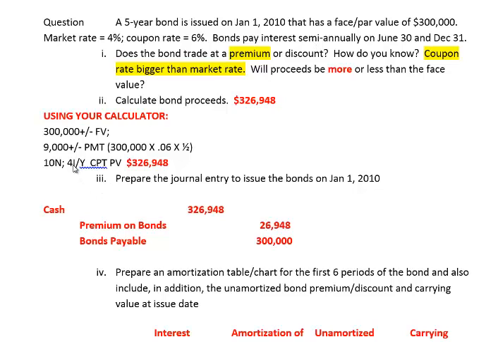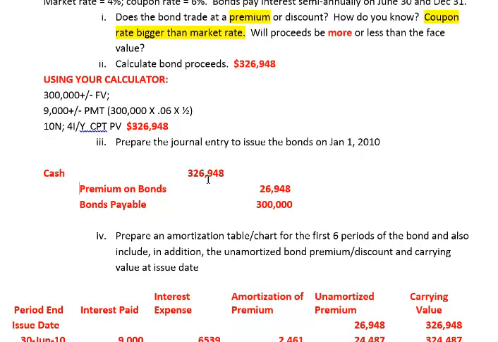And we know our market rate is 4%. So if we do a compute PV, we calculate 326,948. So our entry at the issue date, which is January 1st, 2010, is going to be a debit to cash for our proceeds, a credit to the premium on the bonds, and don't forget the normal balance of a premium account is a credit because that's the side it gets bigger on, and because we're creating a premium, we're going to credit that account, and we're going to credit the bond payable for $300,000.